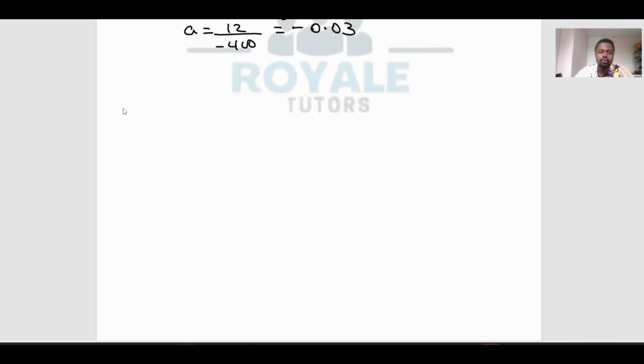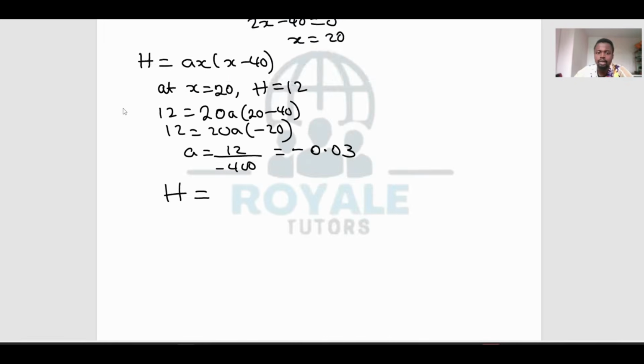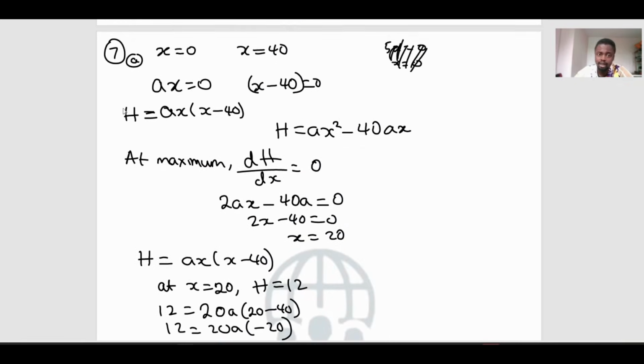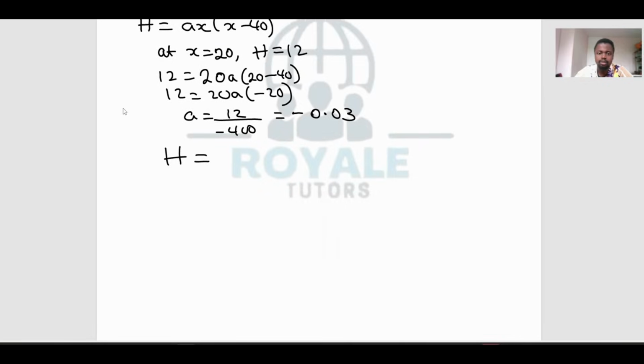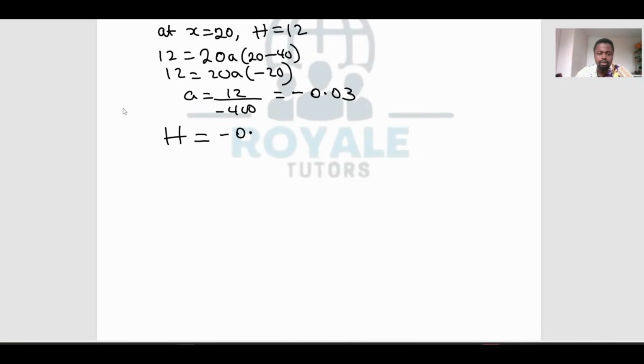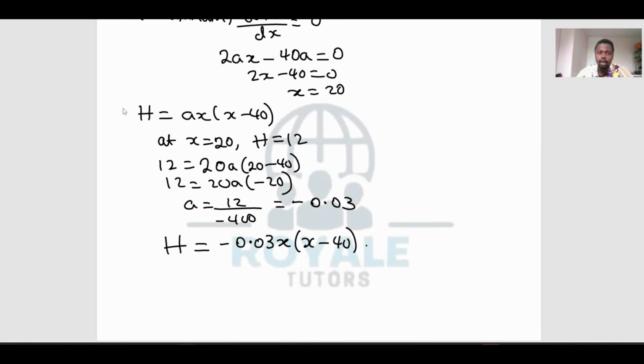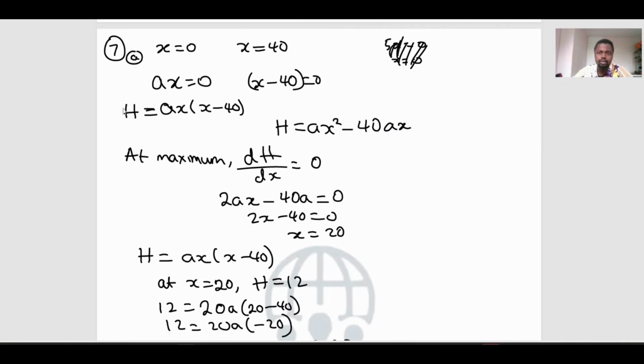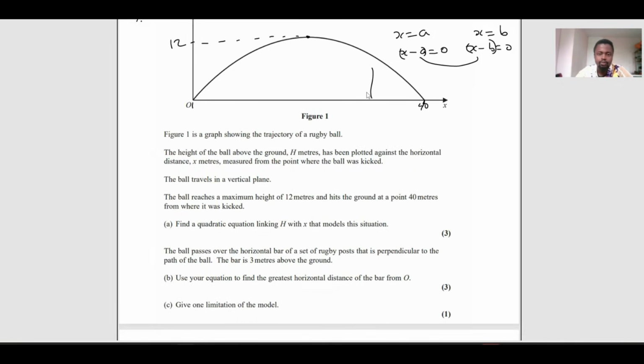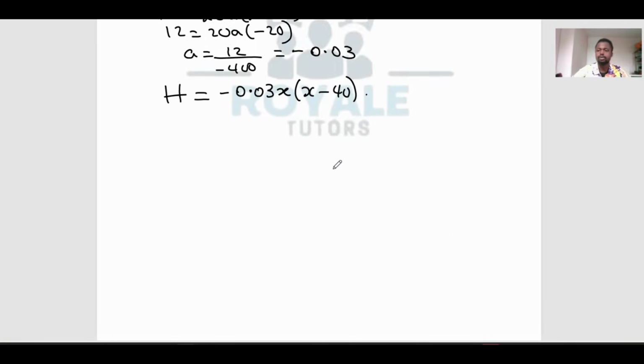That will be the value of a, which shows that our h now, the equation connecting h and x, remember, it is ax into bracket x minus 40, is minus 0.03x into bracket x minus 40, because our a is minus 0.03. And that is the answer for h. That's for 7a. Now we need to do 7b. So now we go to 7b.